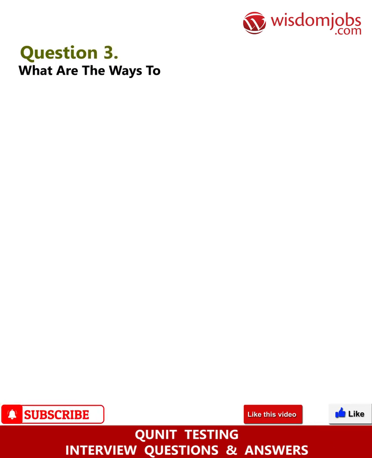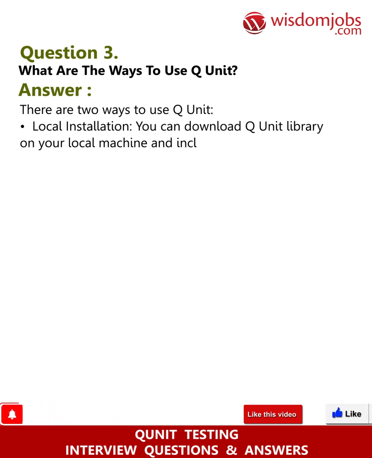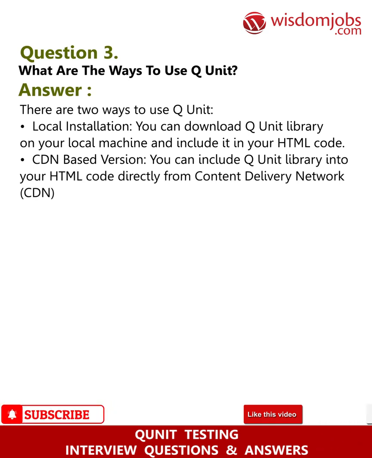Question 3. What are the ways to use QUnit? Answer. There are two ways to use QUnit. Local installation: you can download the QUnit library on your local machine and include it in your HTML code. CDN-based version: you can include the QUnit library in your HTML code directly from a Content Delivery Network (CDN).